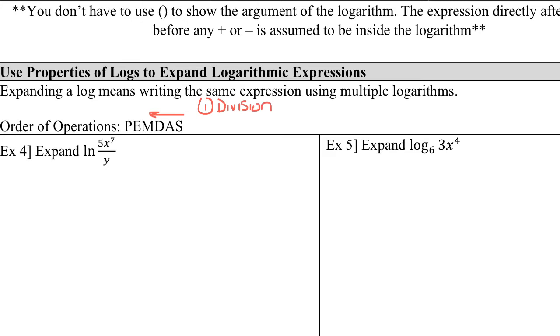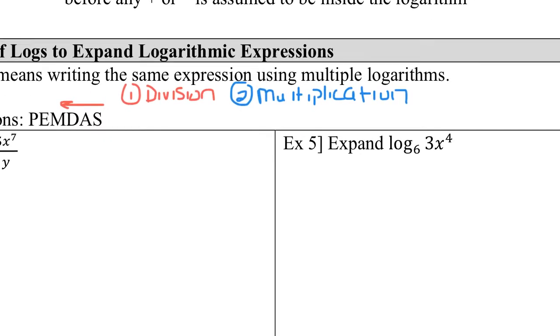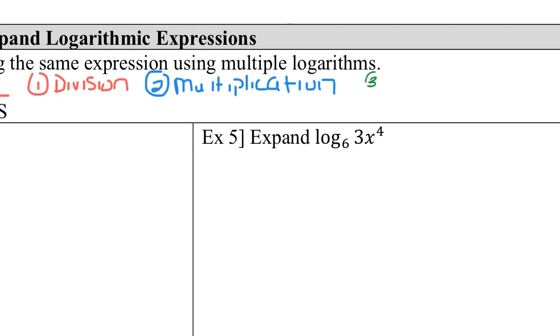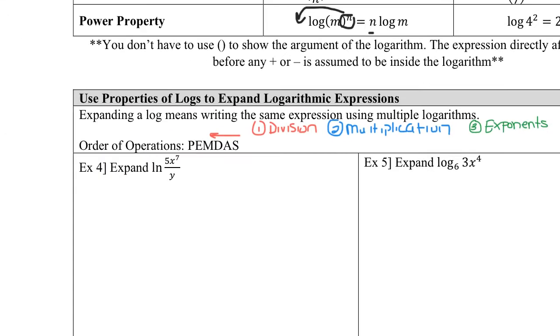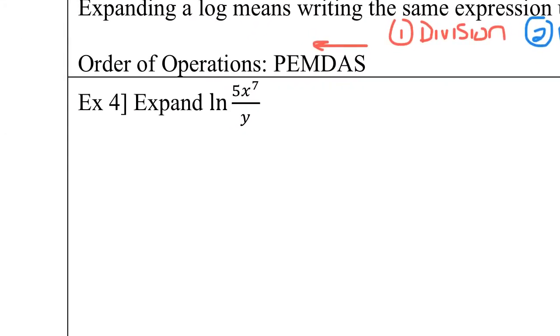That means we're going to use the quotient property first. Then we're going to undo any multiplication, which means we're going to use the product property. And finally, we're going to get rid of any exponents. So that's the order we're going to expand: division first, then multiplication, and then exponents. Let's look at example number 4. Expand the natural log of 5x to the 7th all over y.